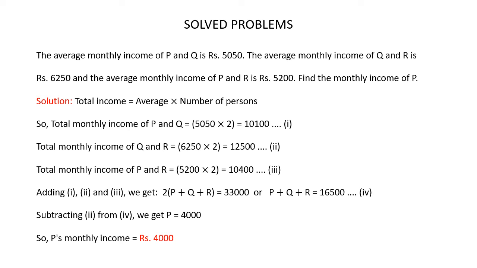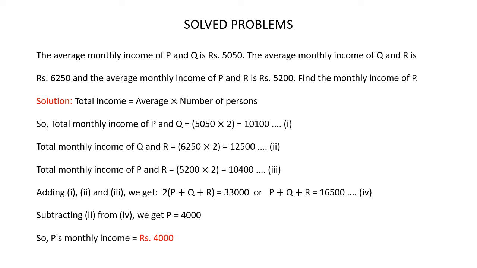It's also given that the average monthly income of P and R is rupees 5,200. So total monthly income of P and R is equal to 5,200 multiplied by 2, which is 10,400. So here you get P plus R is equal to 10,400. This is equation 3.